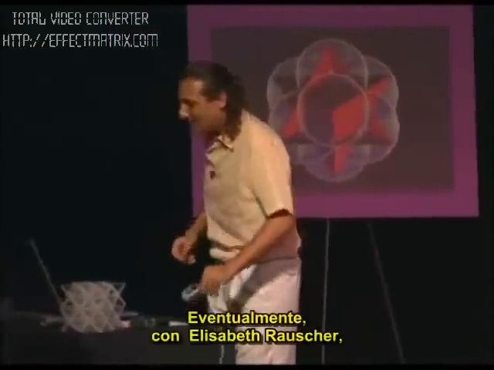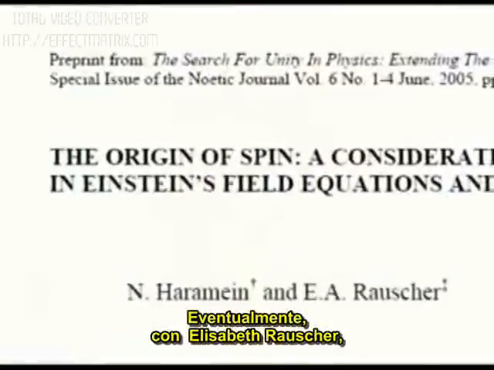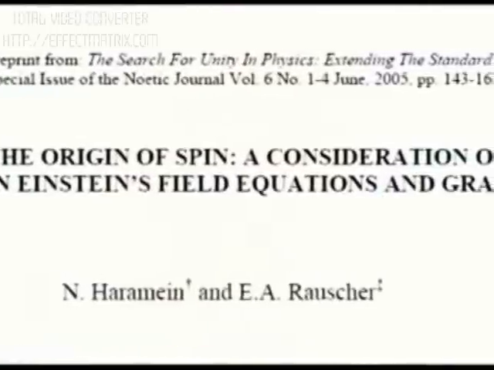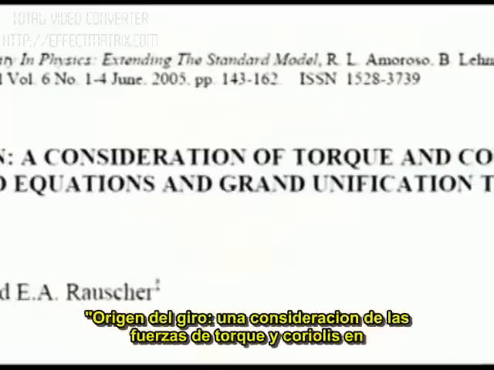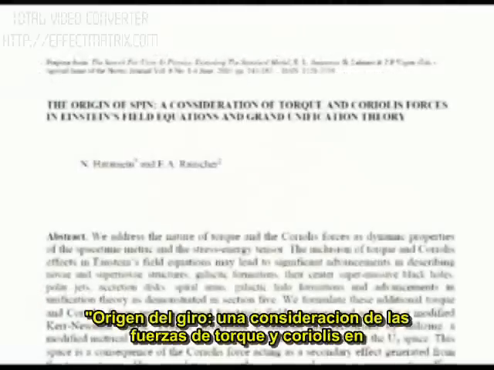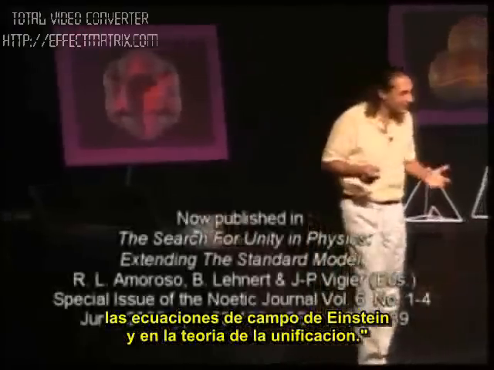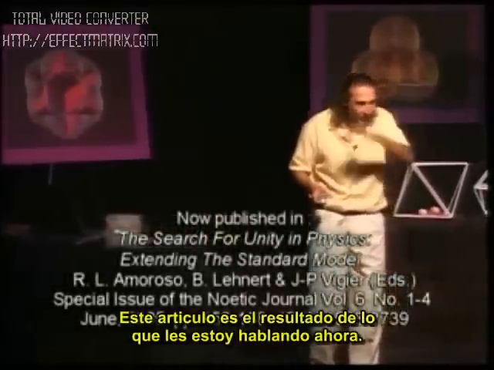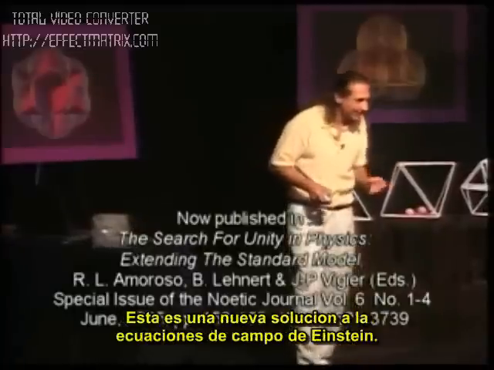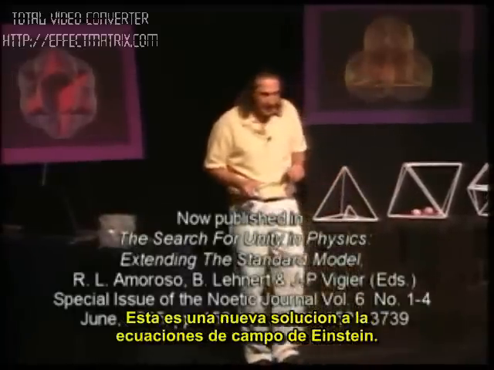Eventually, with Elizabeth Rauscher, we wrote a paper. This is the title of the paper, The Origin of Spin, a consideration of torque and Coriolis forces in Einstein field equations and grand unification theory. This is a paper that's in peer review right now. As a result of what I'm talking to you about, this is a new solution to Einstein field equations. Okay?